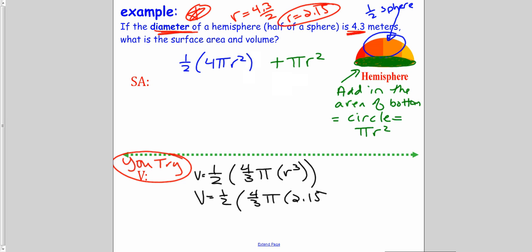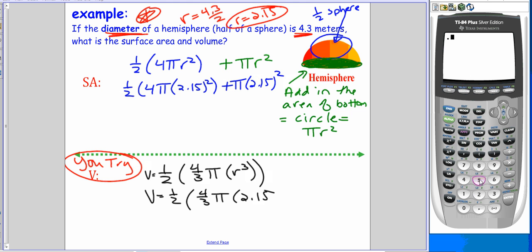Sorry, I just realized that I did the first example wrong because I did not realize that at the top I've written in red the diameter was 4.3. So let's go back and fix that one. I am very, very sorry. So my surface area is now 1/2 times 4 times pi times 2.15 squared plus pi times 2.15 squared. And I'm going to go ahead and just plug this in my calculator all at once.